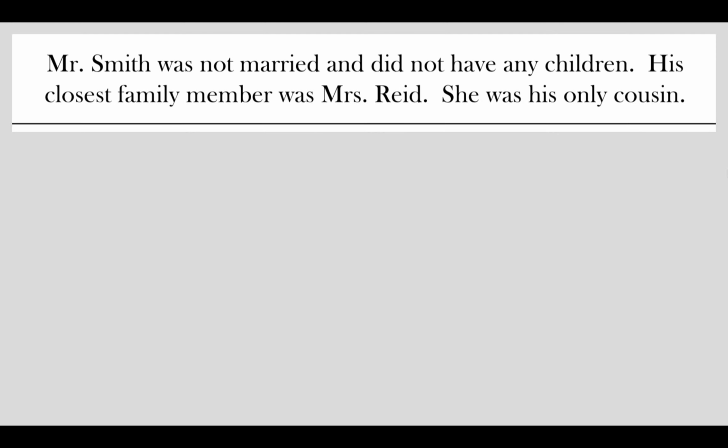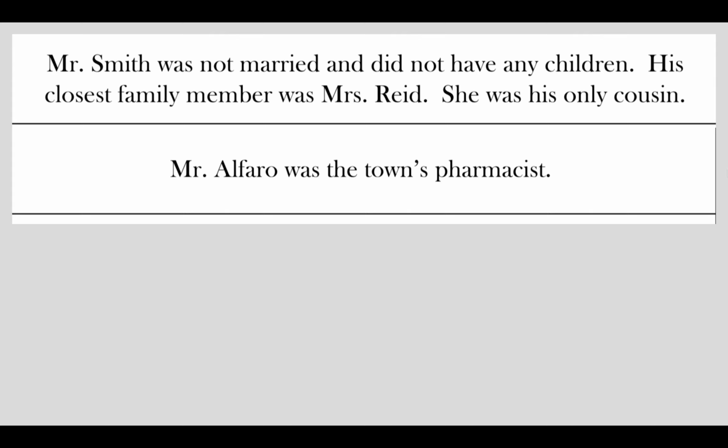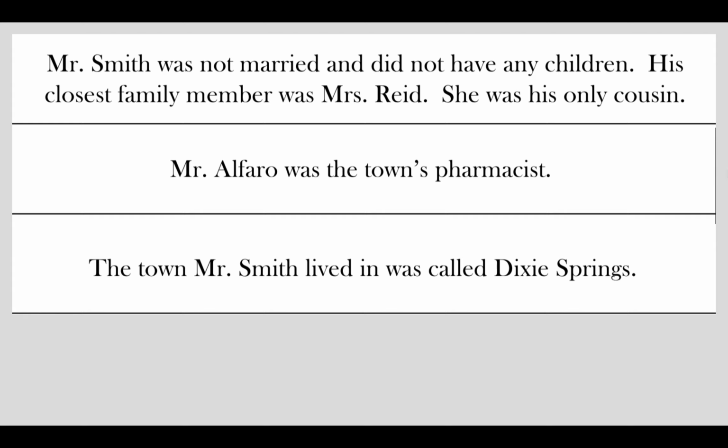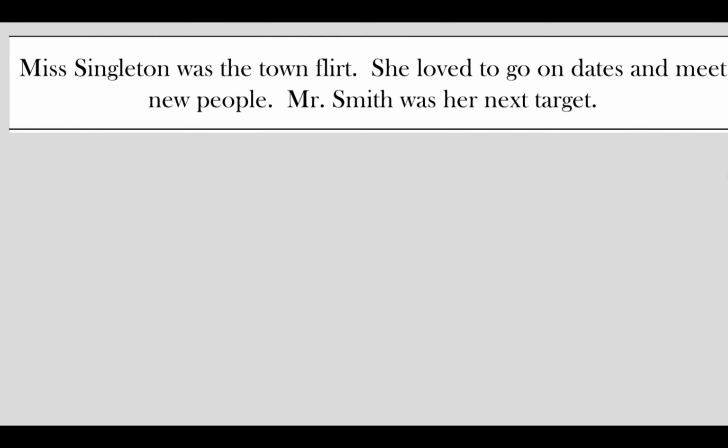Mr. Smith was not married and did not have any children. His closest family member was Mrs. Reed. She was his only cousin. So they're related. They're cousins, they're family. Mr. Alfaro was the town's pharmacist. Now, Mr. Alfaro would be in charge of giving medicine out to the town. The town Mr. Smith lived in was called Dixie Springs. That's the setting of our fiction story. Miss Singleton was the town flirt. She loved to go on dates and meet new people. Mr. Smith was her next target.